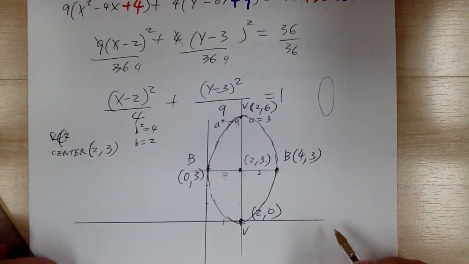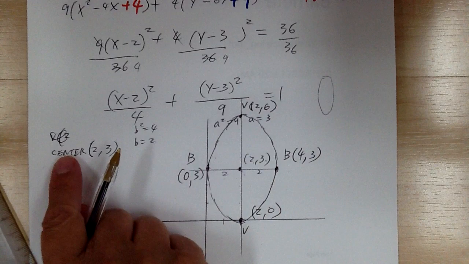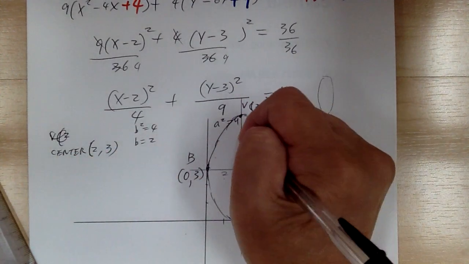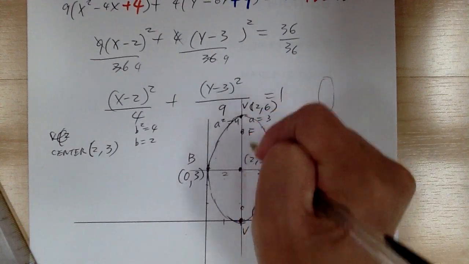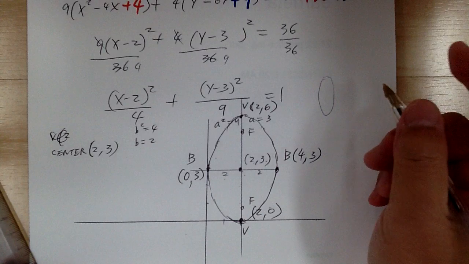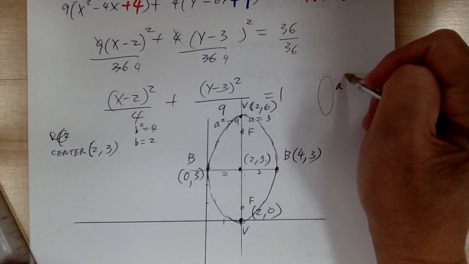Okay, so let's go back and answer the question. So you found the center. Now you need to find the 4 sides, so you need to find the F. To find F, you need to get C. Again, remember your Pythagorean theorem, and A is the biggest number, so A is your hypotenuse.